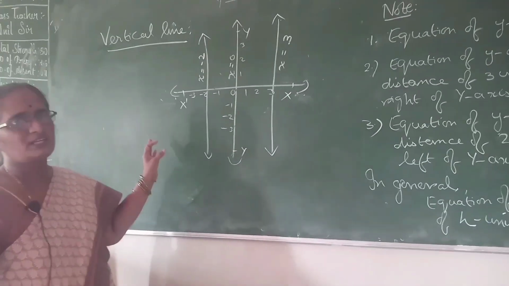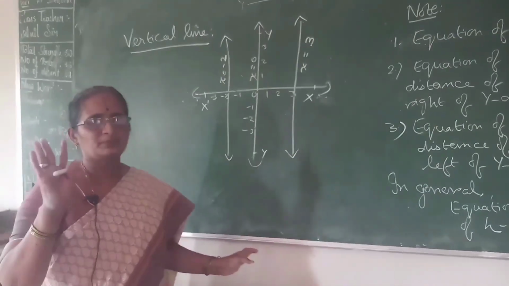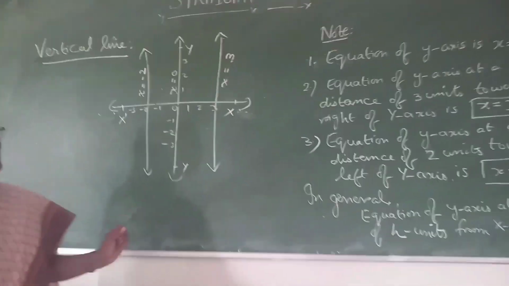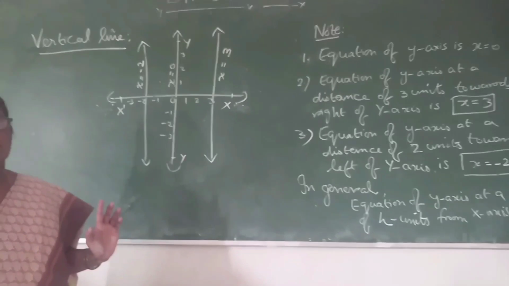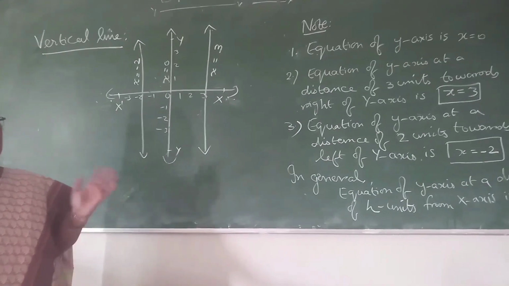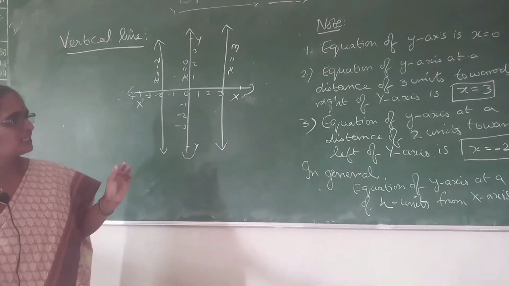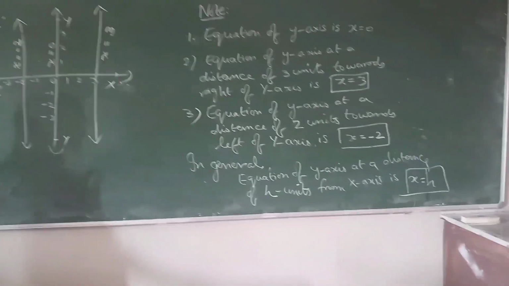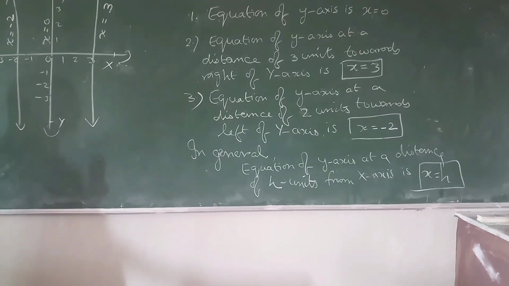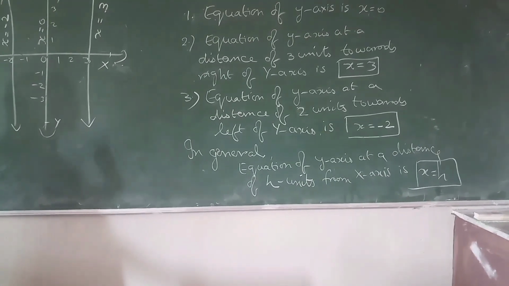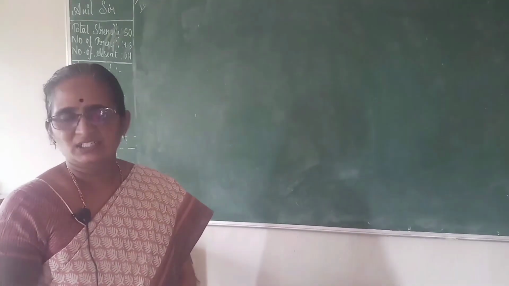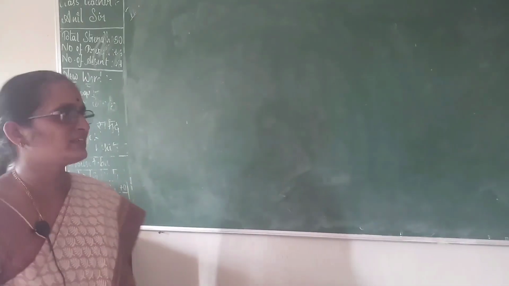Okay children, so this we have learned about horizontal and vertical lines. Here you have to remember 4 points. First point is equation of x-axis is y equal to 0. Equation of y-axis is x equal to 0. Just reverse. Like that, equation of a line at a distance of k units from the x-axis is y equal to k. Like that, equation of a line at a distance of h units from the y-axis is x equal to h. Now we are going to learn the next concept, that is slope of a straight line.